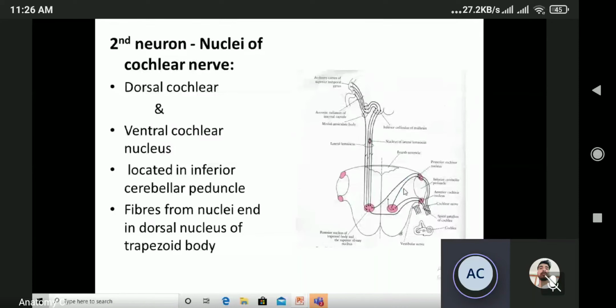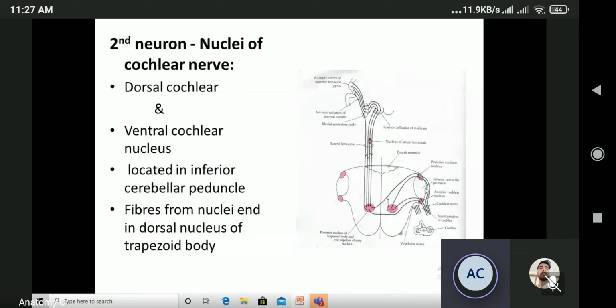Now the second neuron lies in the nuclei of the cochlear nerve. You can see here this is the spiral ganglion of the cochlea. So this is the inferior cerebellar peduncle, and within the inferior cerebellar peduncle lie the nuclei of the cochlear nerve. This is the anterior part, the ventral cochlear nerve nuclei, and this is the posterior part, the dorsal cochlear nerve nuclei. So there are two cochlear nerve nuclei, and they lie within the inferior cerebellar peduncle.